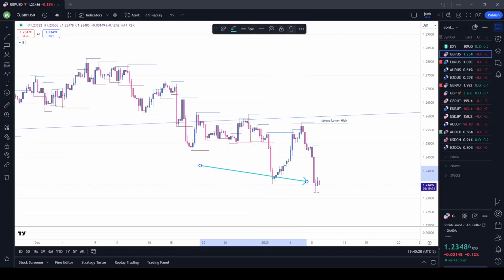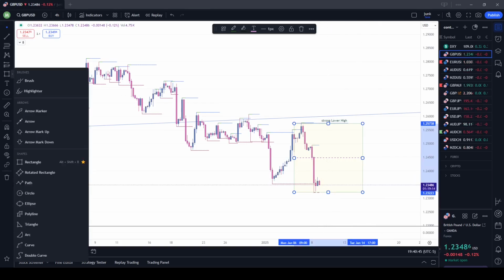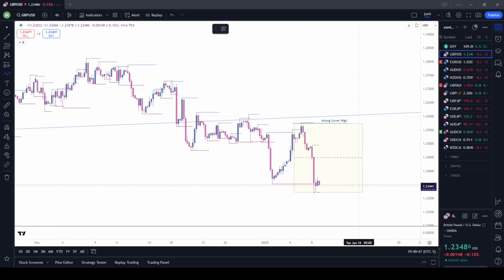So we'll map out the range that we're dealing with. And as you can see, I wouldn't look for a sell down here. It looks like it's consolidating sideways, but we'll just wait to see a retracement back up to the 50% to see when bearish momentum kicks back in.